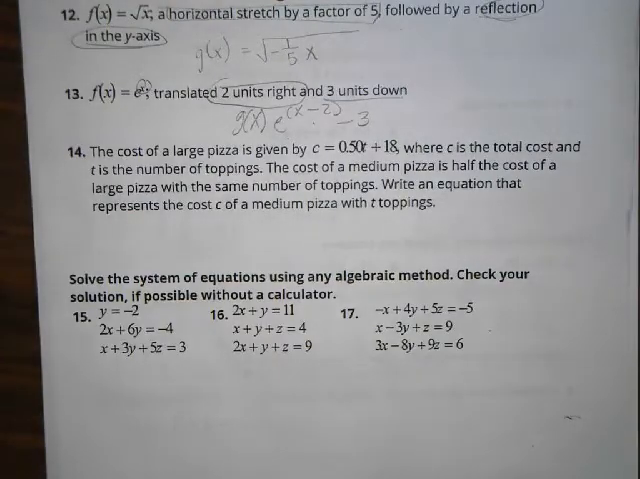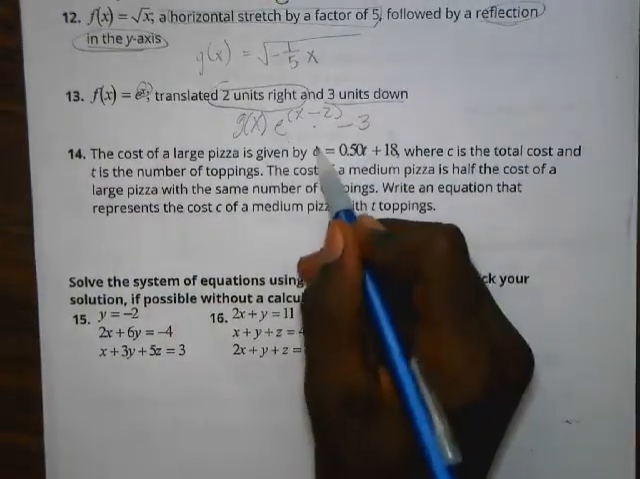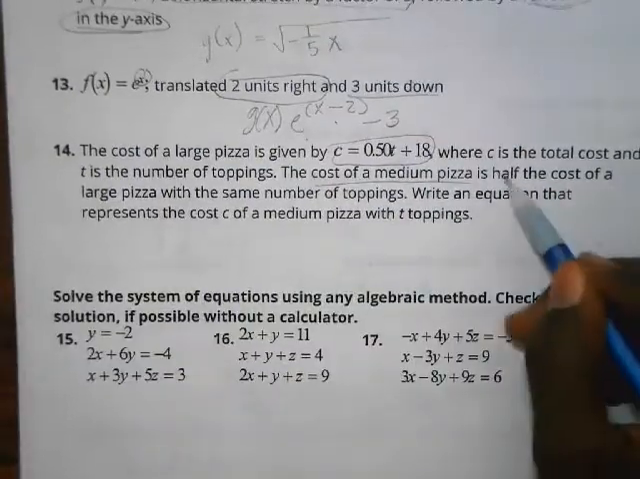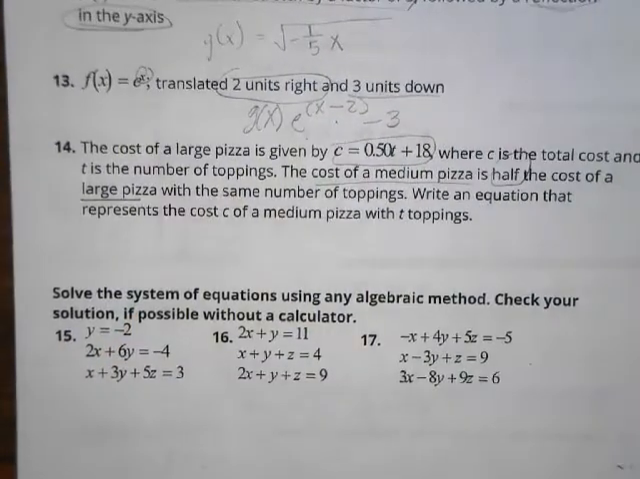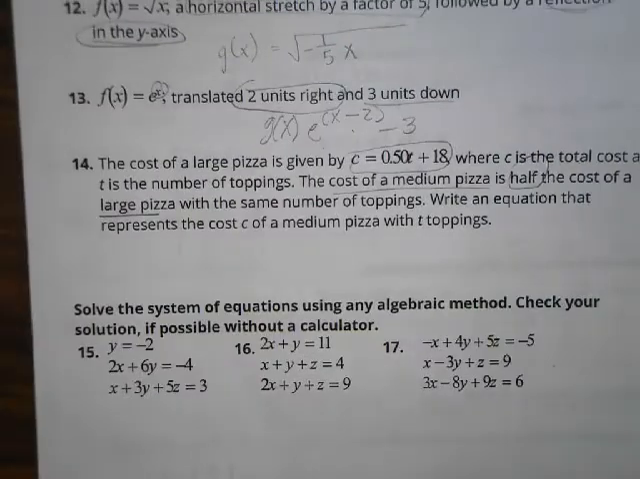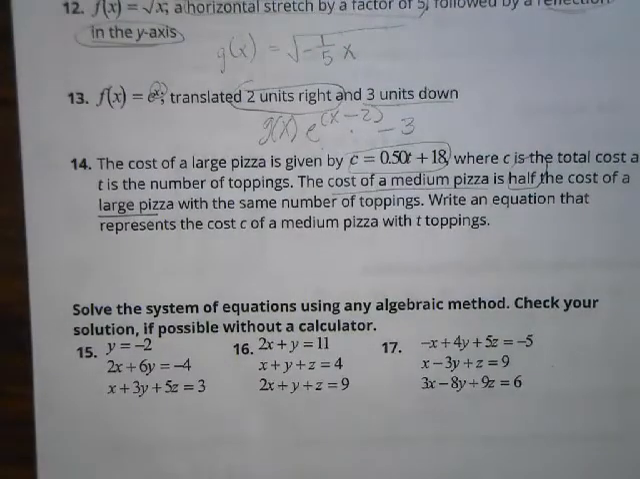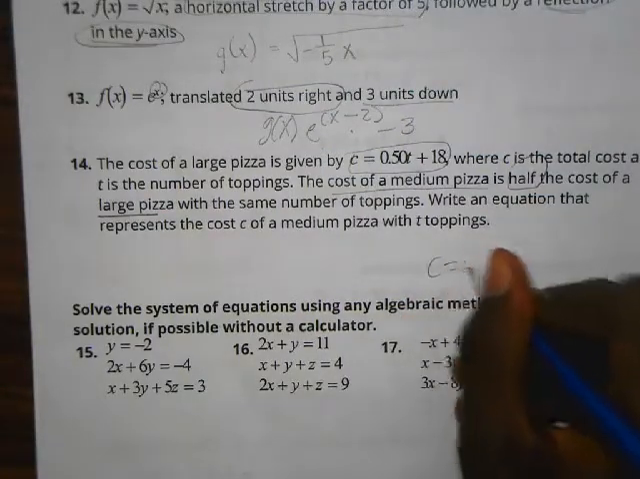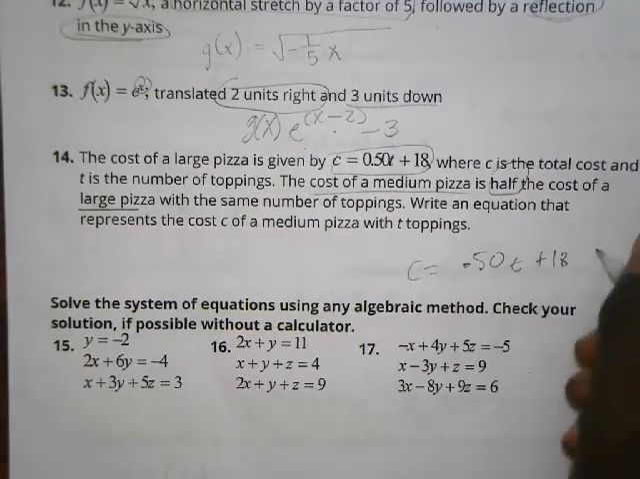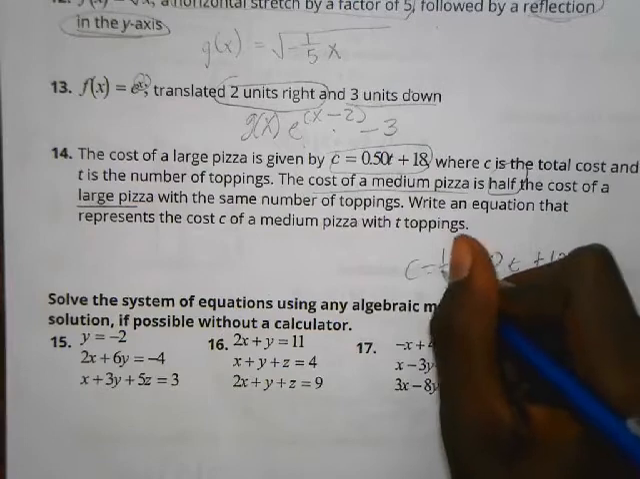So number 14, it shows us that the total cost is 0.50 t, where t represents each topping, plus 18. So that's the original equation. And right here it tells us that the cost of a medium is half the cost of a large pizza with the same number of toppings. It's asking us to make an equation that represents the medium pizza. We all know that medium means half, so this represents a vertical shrink by 1/2, so it would be c equals 0.50 t plus 18, and this would all be multiplied by 1/2.